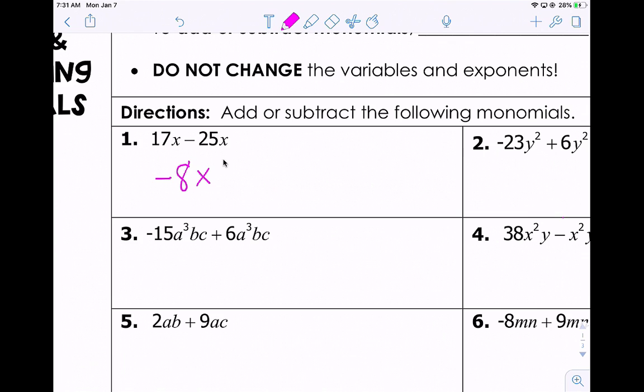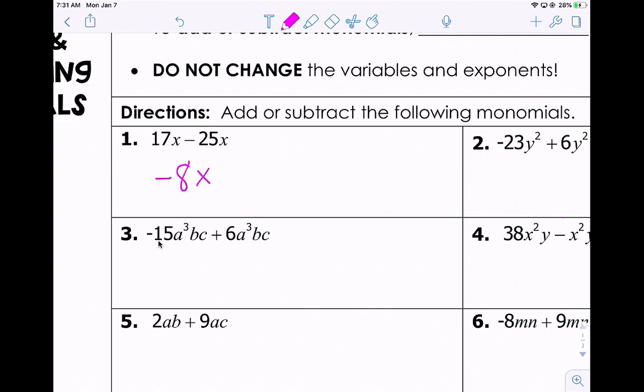So I'm going to do the odds with you guys. So number 3, negative 15a cubed bc. That's a monomial. We can combine it with something else that has an a cubed bc, which is exactly what this is. So we have plus 6a cubed bc. So these are like terms because they have all of the same exact variables, a cubed bc. If this just said abc, those would not be like terms. It has to say a cubed bc.